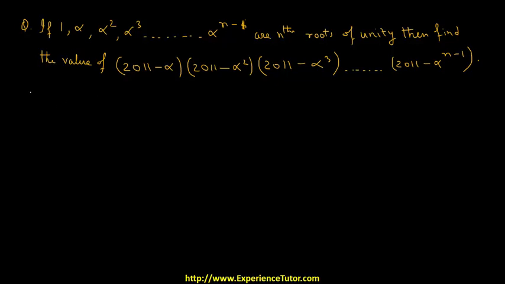Now let x be the nth root of 1, that is x equal to the nth root of 1. So x to the power n minus 1 is equal to 0, which has n roots.